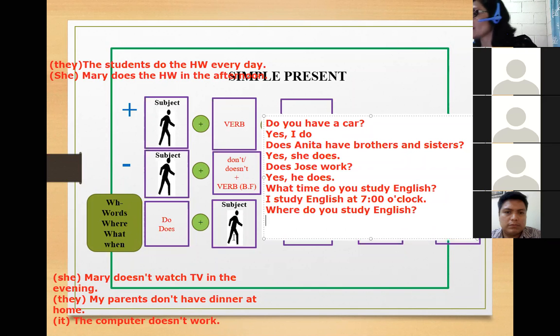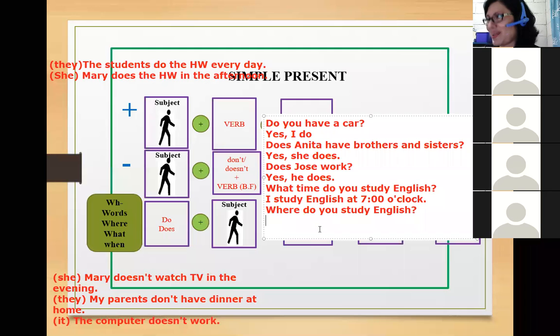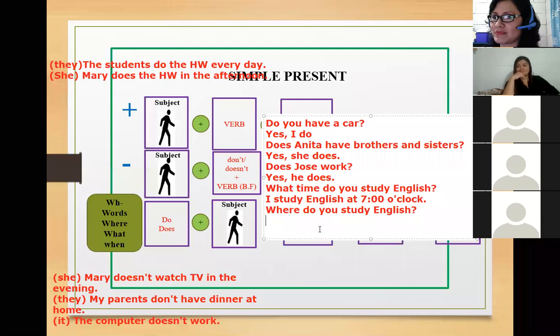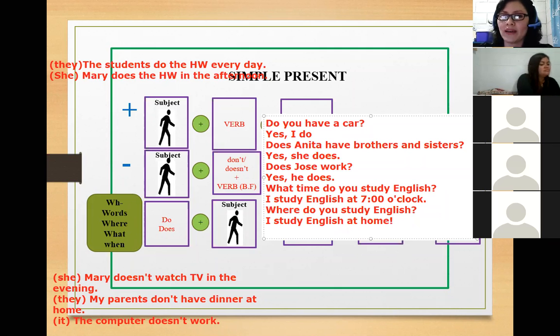Okay. Now let me see Kenny Yamilet Flores. Kenny, hi, Kenny, are you here? Kenny. Hi. Kenny, where do you study English? I study English at 8 o'clock. No, where? Where? ¿A dónde? Where? Se nos fue. No, aquí estoy. Tell me. My home. My house. Ah, okay. I study English at home. Very good. Excellent. Okay. Let me see.